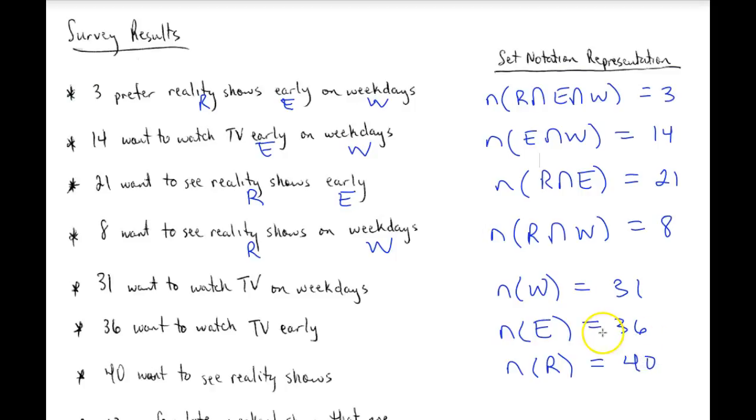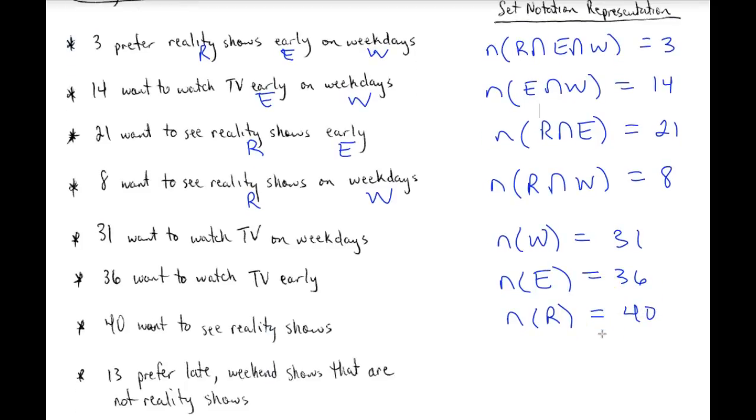And then of course our last result here is that 13 people prefer late weekend shows that are not reality shows. If they prefer late, that is the opposite of being early, so we would express that as E complement. And they want weekend shows. If you notice here, weekdays are W, so weekend, which would be the opposite of that, would be the complement of W.